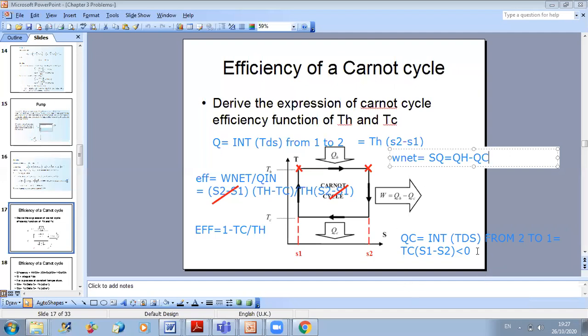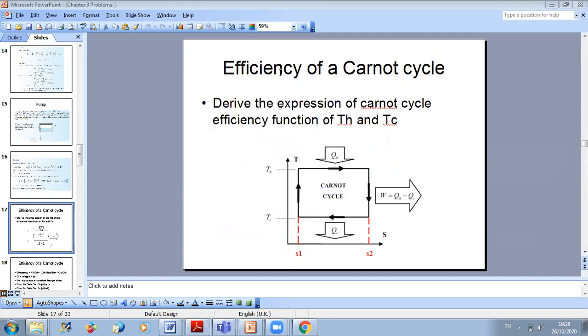Okay, so it will be then equal to, if you take S2 minus S1 into factor, then you get times TH minus TC, which is the same result you obtained previously when you found the area under the curve. Okay, because it's equivalent. This method and the first method will give you the same result.